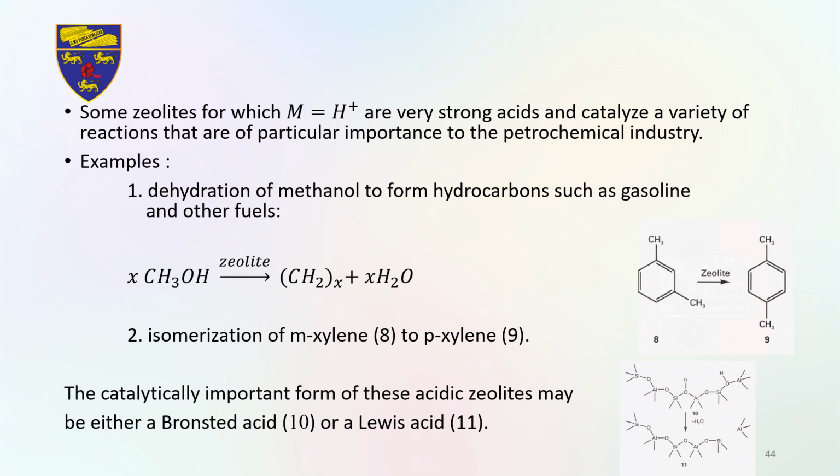Zeolite is used in the petrochemical industry. Certain acidic zeolites catalyze reactions like the dehydration of methanol into gasoline or the isomerization of xylene by acting as a Bronsted or Lewis acid. So the catalytically important site of this acidic zeolite may be either a Bronsted acid or a Lewis acid. Therefore, it allows the adsorption of the liquid on the porous structure of these zeolites to help in the process of catalysis or the respective applications.